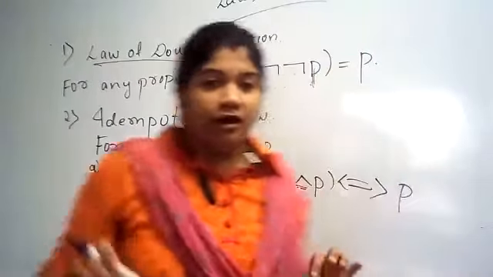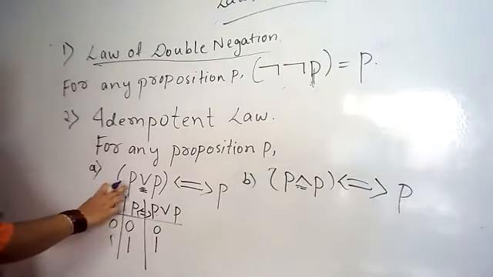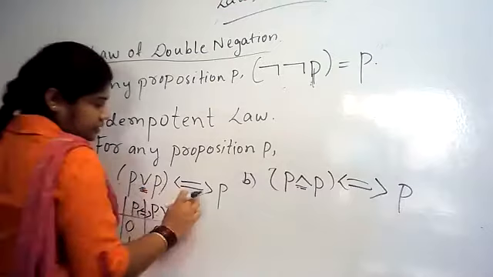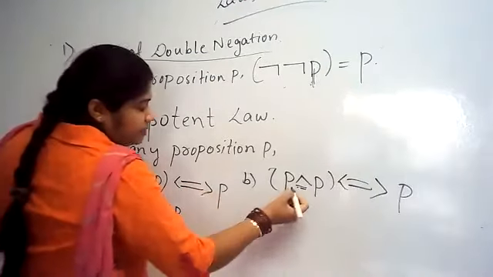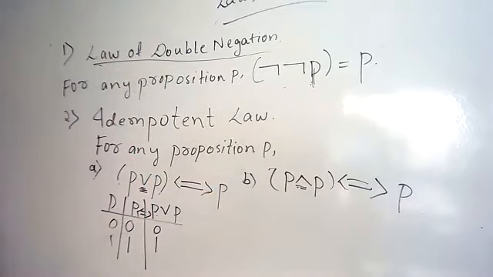So idempotent law, for any proposition P, we have two cases. One is P disjunction P is logically equivalent to P, and P conjunction P is logically equivalent to P. So this is what the law tells us.